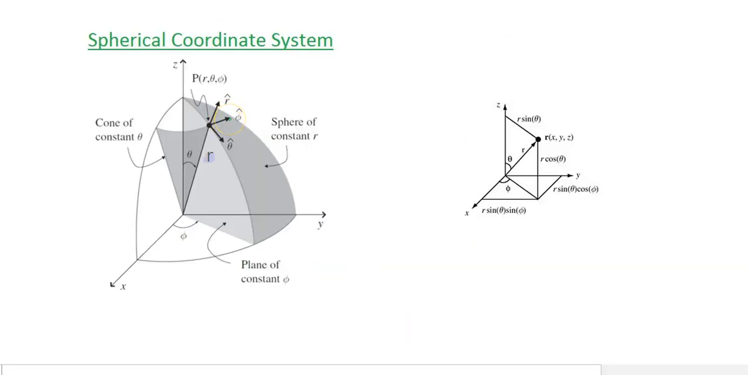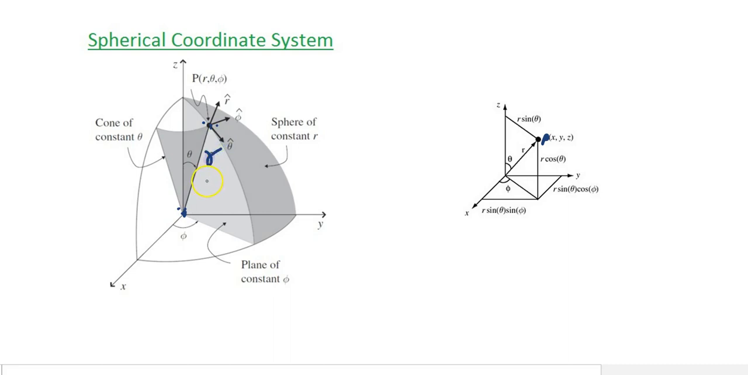Next we'll move to the spherical coordinate system. It is a little bit tougher to understand, but it is not difficult. Any point in space is represented by r, theta and phi. What does r represent? For any point P, r is the shortest distance from the origin to the point.